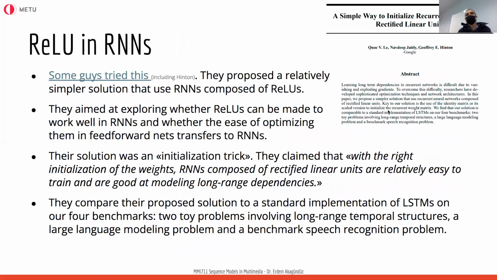However, of course, Geoffrey Hinton thought about it before all of us could, and they published a paper. So they came up with this idea. They used ReLU in RNNs and showed how to initialize them and use them. They proposed a relatively simple solution that uses RNNs composed of ReLUs, not LSTM RNNs. They aimed at exploring whether ReLUs can be made to work well with RNNs. Their solution was the initialization trick. They said, again, remember the identity RNN. It is similar to that. If you make the initialization correctly, it can work, they said.